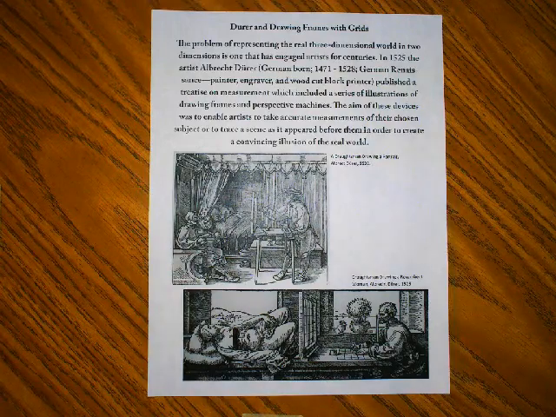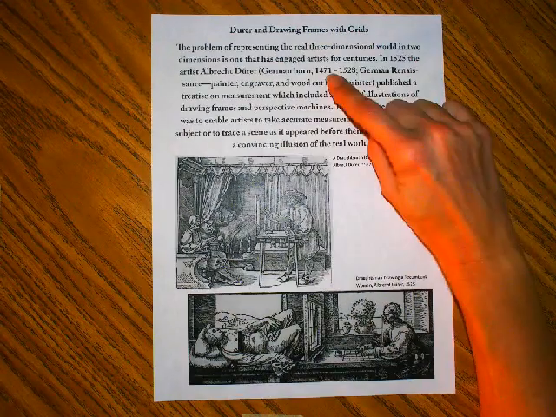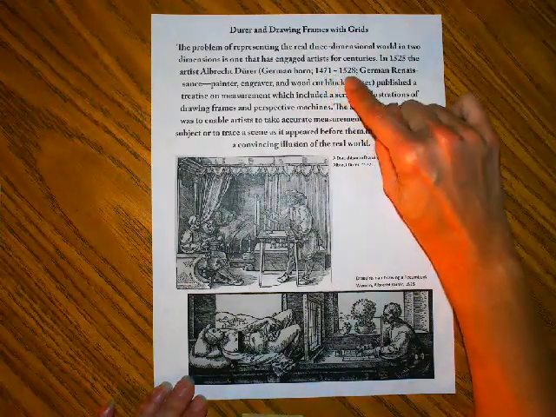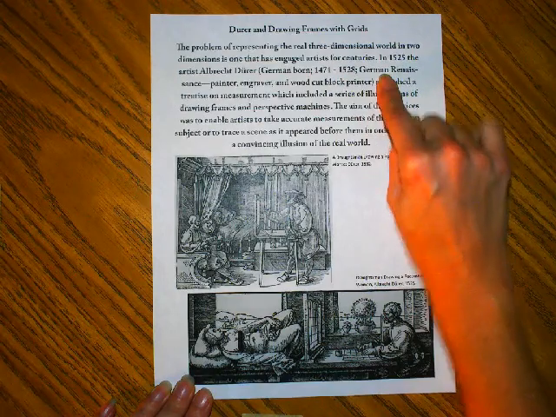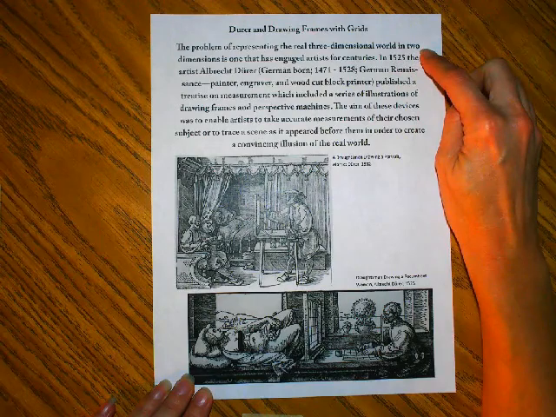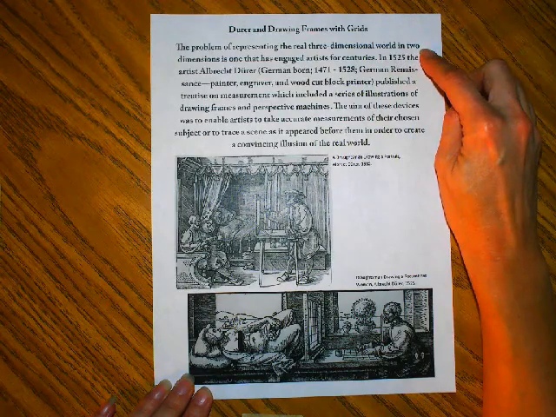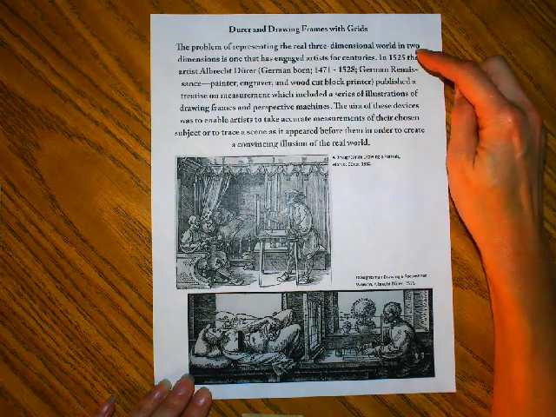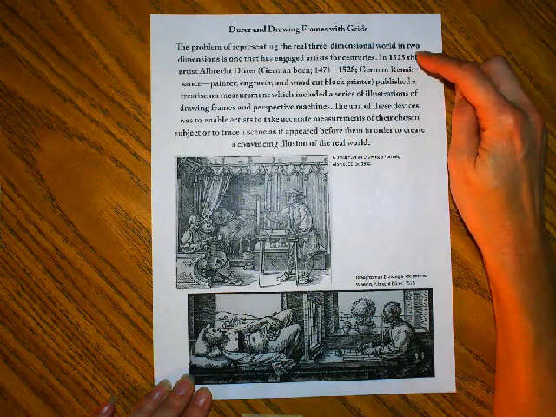So Albrecht Durer, depending on how you want to pronounce it, I've heard a couple different pronunciations, but my stepmother is German and she says Durer. So he is a German artist who was born in 1471, died in 1528, and again was part of the German Renaissance. He, like a lot of our other artists, was interested in creating the illusion of depth on a two-dimensional surface. So in other words, making things look three-dimensional.